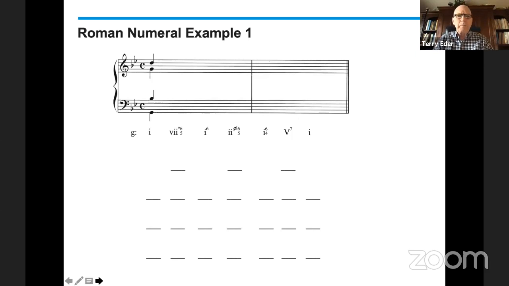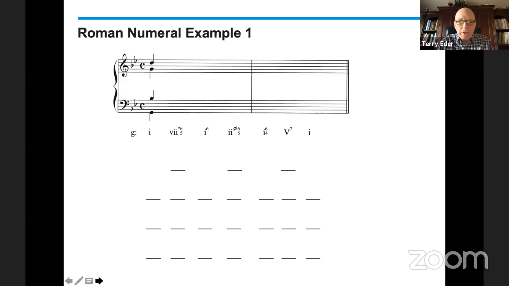Get your manuscript paper out and copy this down, and I'll help you. I'll leave it up there for just a second while you copy. But we're in G minor, and the first chord is a 1 chord. That one's given. So it's G bottom line, B flat top of the staff, bass clef, G second line in treble clef, and D 4th line.